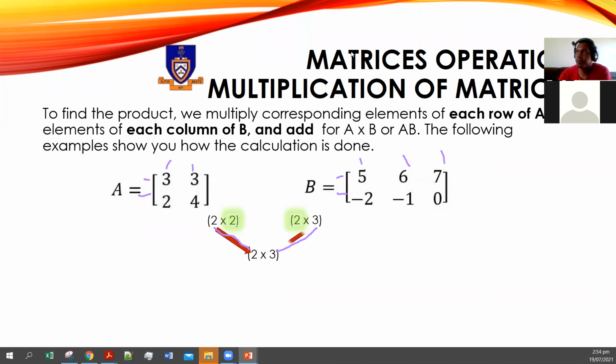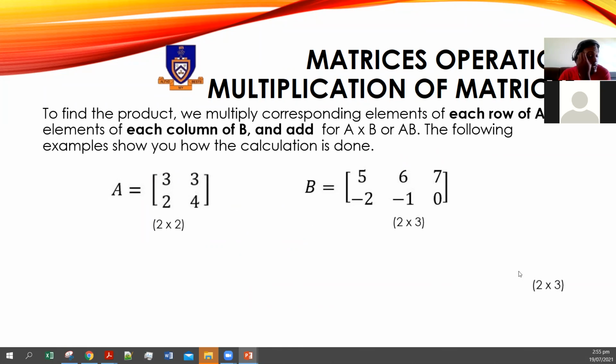So this 2 and 3, I must keep it somewhere just so that I can remember my answer must be like that. Let me just clear these drawings. I'm just going to keep it here at the side, just so that I know at the end, if I get an answer, it must be a 2 by 3 matrix. It almost looks the same as B. So now let's look at the multiplication of A and B.